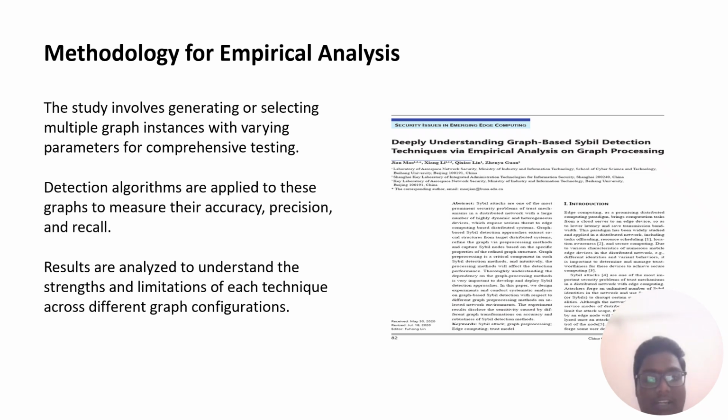The study involves generating or selecting multiple graph instances with varying parameters for comprehensive testing. Detection algorithms are applied to these graphs to measure their accuracy, precision, and recall. Results are analyzed to understand the strengths and limitations of each technique across different graph configurations.